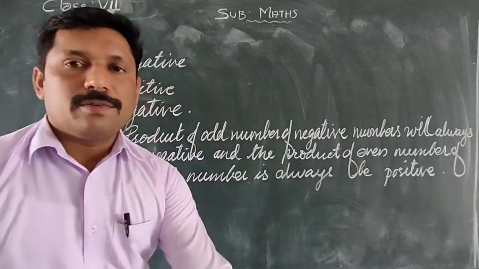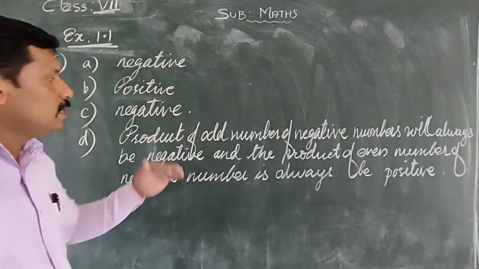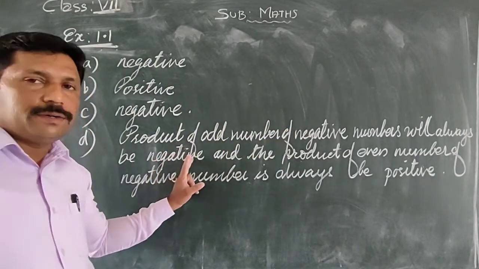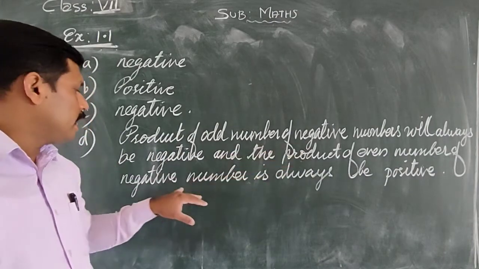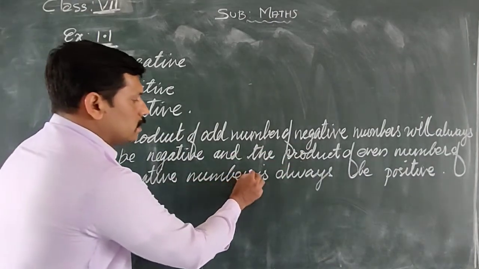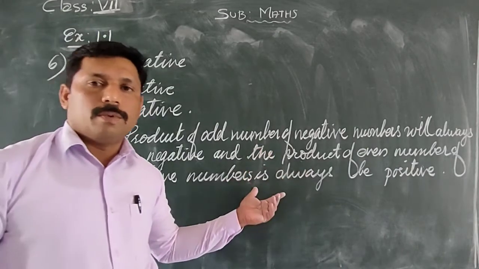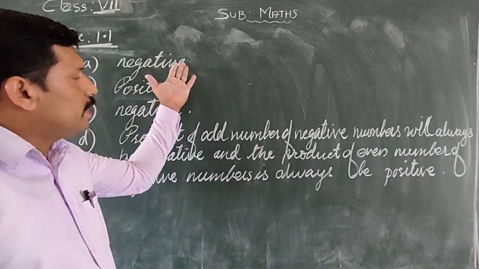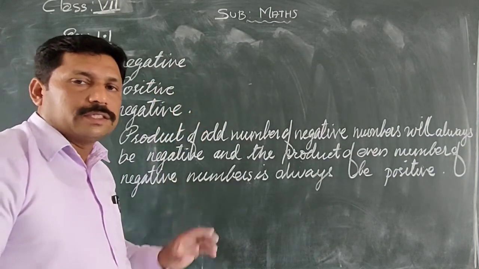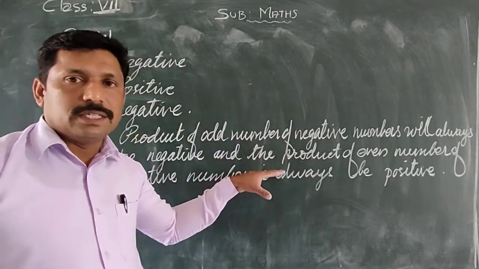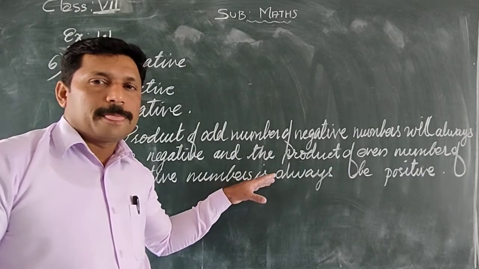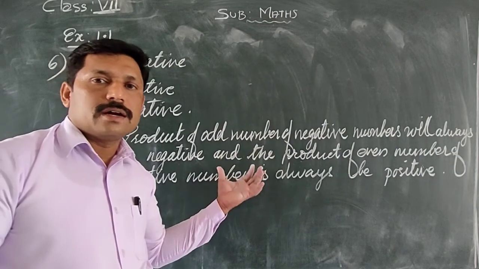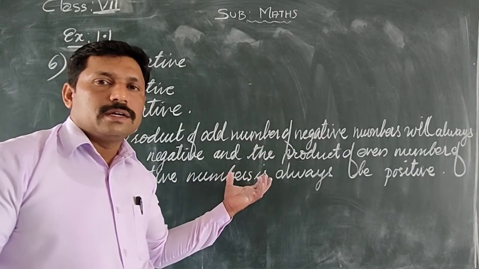So this is what we can understand from all these examples. The product of an odd number of negative numbers will always be negative, and the product of an even number of negative numbers will always be positive. You have to write the answers to this question in your copybook. I won't give it as a note. Looking here, copy this down in your class copy.